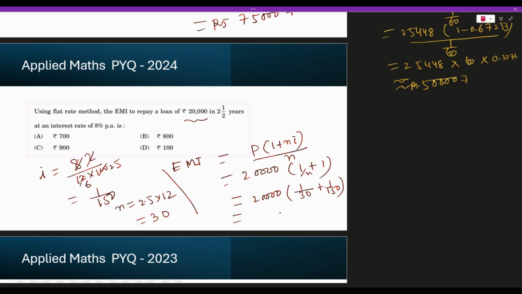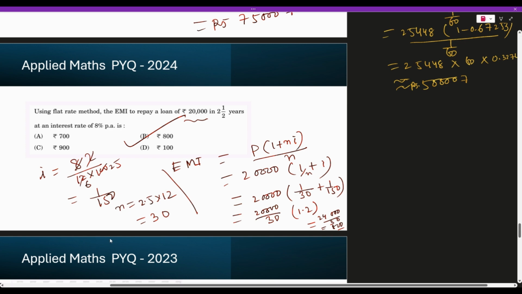Multiply and then calculate. Take 1 by 30 outside, 20,000 by 30 into (1 plus 1 by 5), 6 by 5. 6 by 5 is 1.2. So this is 24, that 24, this divided by 30. So this option is going to be correct. Rupees 800. Clear? This is by flat method.